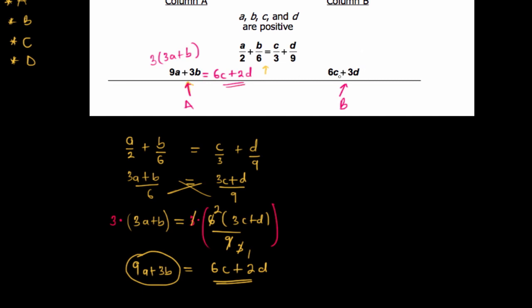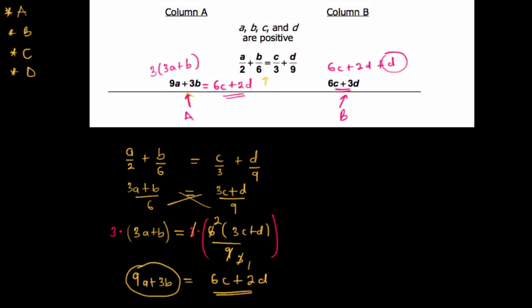But in column B, that is quantity B, we have 6C plus 3D. But 6C plus 3D is the same thing as 6C plus 2D plus D. So there's an extra term added to quantity A that gives us quantity B. So you begin to wonder, how do I know which is greater? We only used this information, but we are given another piece of information here. We are told that A, B, C, and D are positive numbers.